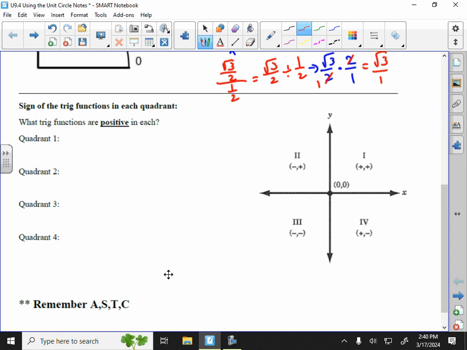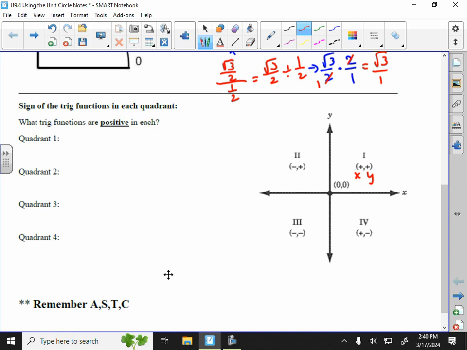All right. Now on the unit circle, we have all these ordered pairs, and we just have to remember in quadrant 1, it's positive, positive. In quadrant 2, it's negative, positive. Quadrant 3, it's negative, negative. In quadrant 4, it's positive, negative. So in quadrant 1, all the x's are positive, and all the y's are positive.